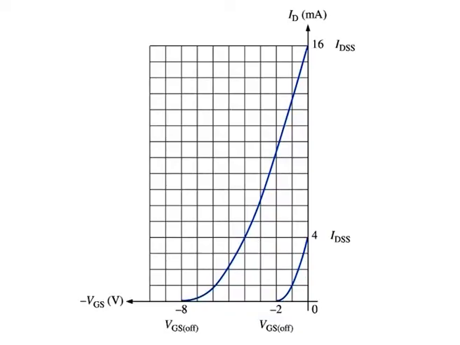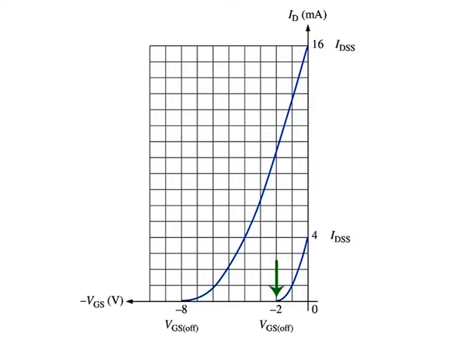Q point stability. Unfortunately, the transfer characteristic of a JFET can differ considerably from one device to another of the same type. If, for example, a 2N5459 JFET is replaced in a given bias circuit with another 2N5459, the transfer characteristic curve can vary greatly as illustrated in this figure. In this case, the maximum IDSS is 16 milliamperes and the minimum IDSS is 4 milliamperes. Likewise, the maximum VGS off is minus 8 volts and the minimum VGS off is minus 2 volts.